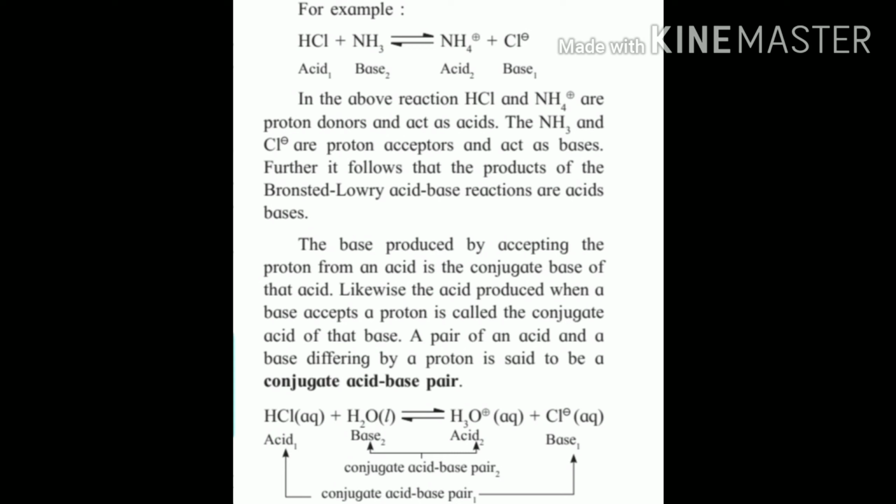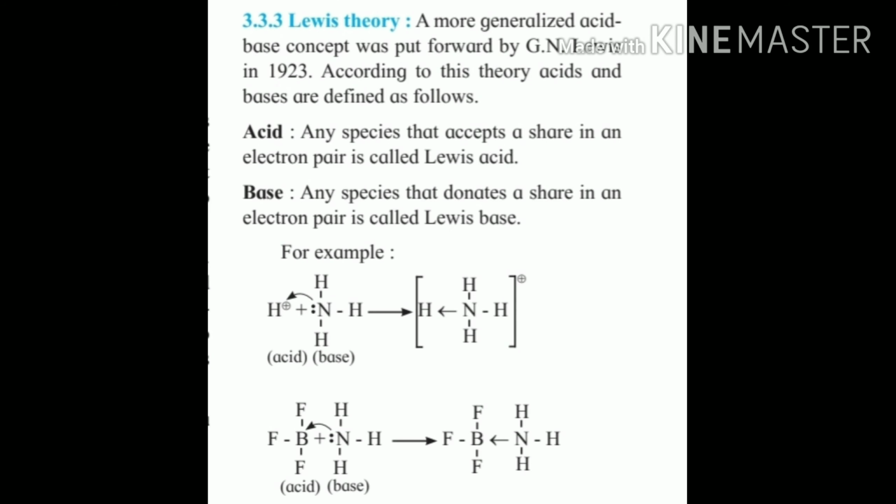Now we move on to the next theory of acids and bases. Next is the Lewis theory for acids and bases. Now this is a more generalized acid-base concept which was put forward by G.N. Lewis in the year 1923. Till now we studied three different theories, but you saw that the definitions of acid and base were related to the transfer of a proton. Proton means H plus ion. Now in this theory you will see the transfer of an electron pair taking place.